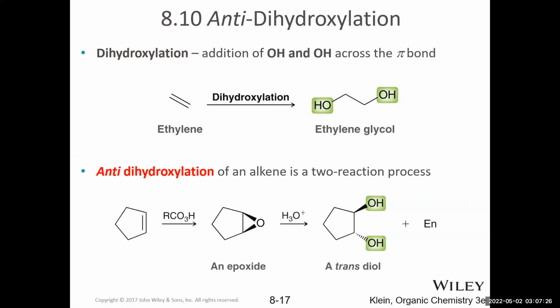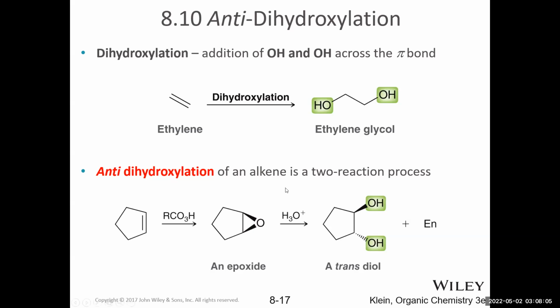All right, moving on to our next reaction, which is anti-dihydroxylation. So dihydroxylation is the addition of two hydroxyl groups, also known as OH groups or alcohol groups, across the pi bond. So ethylene will end up getting converted to what is called a diol through this process, the dihydroxylation process, which produces ethylene glycol, which you know is antifreeze.